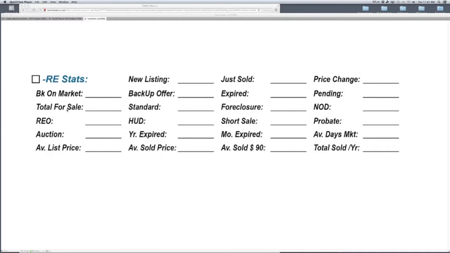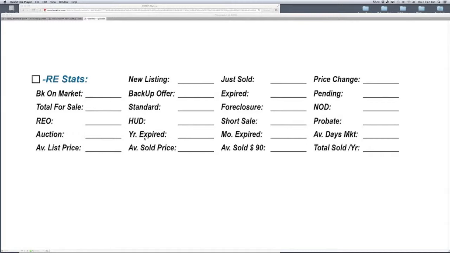So that's basically how my MLS breaks it down in categories for total sale: standard, foreclosure, NOD, etc., all the way down to auction. Okay, so next thing I want to know is expired.